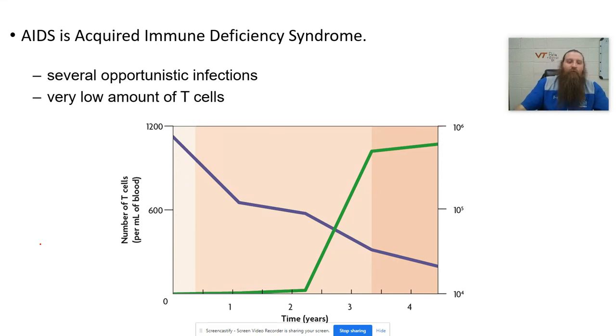So if you're graphing out the number of T cells per milliliter of blood, well, you can see that it falls. The green line here would be the HIV virus load. Right, so as the virus goes up, the number of T cells goes down.